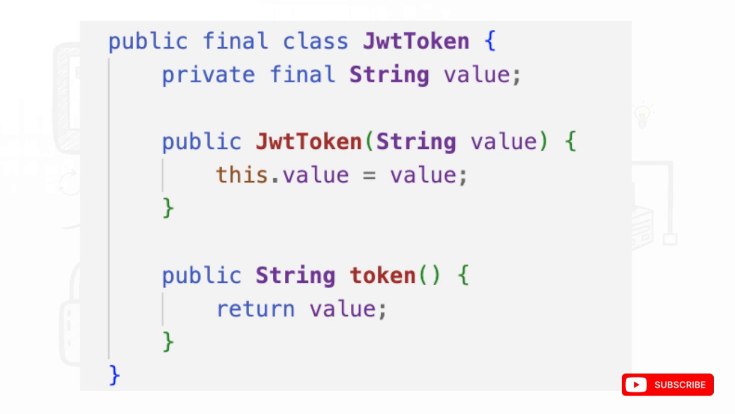Let's look at a super important security example, a JWT token. By making the whole class final, we stop anyone from creating some kind of malicious subclass that could mess with how the token works.